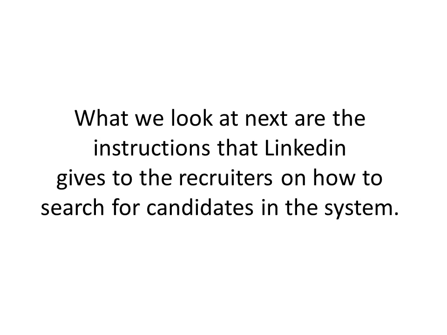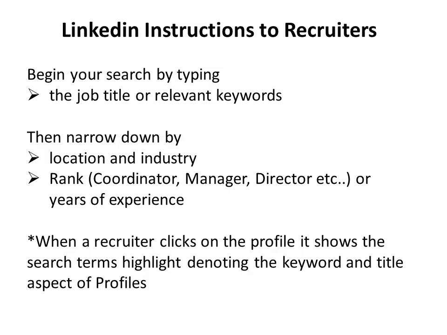Okay, so what we're about to look at are the instructions that LinkedIn gives to recruiters on how to search for candidates in the LinkedIn system. The first thing that LinkedIn tells recruiters to do is to search for their candidate by typing in job title or relevant keywords. Then, when they get back a ton of results, they tell them to narrow down by location and industry. Then there's rank or years of experience, meaning do you want a coordinator, a manager, a director, or do you want someone with 1 to 2 years of experience, etc.